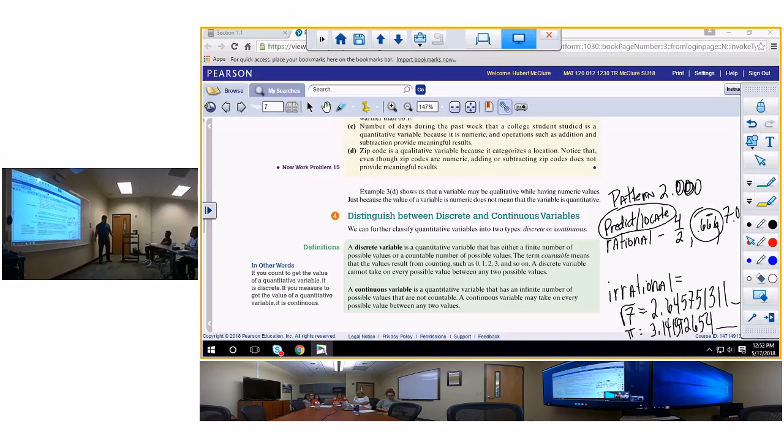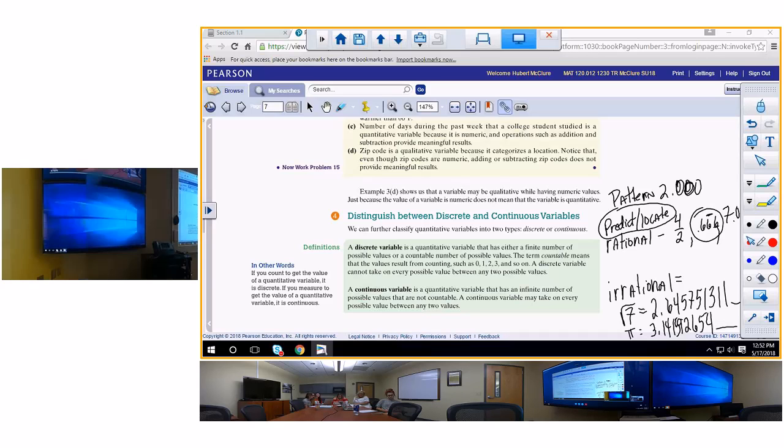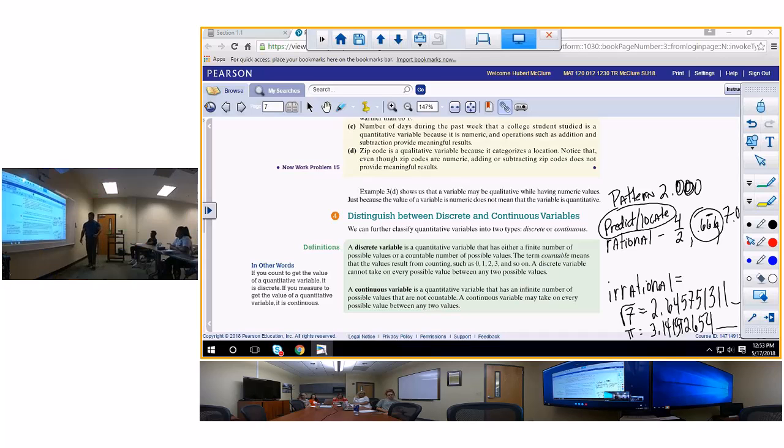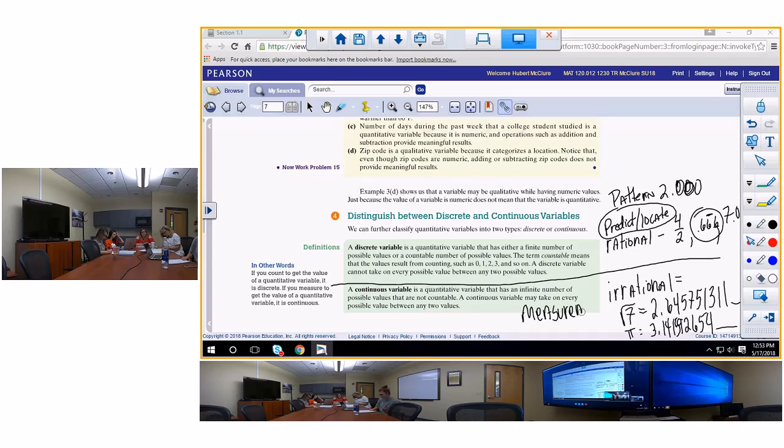No, you can't, because you can't see a pattern. That's the difference between rational and irrational. Now, what's the difference? Why are these two the same as this? Because a continuous is a measurement.